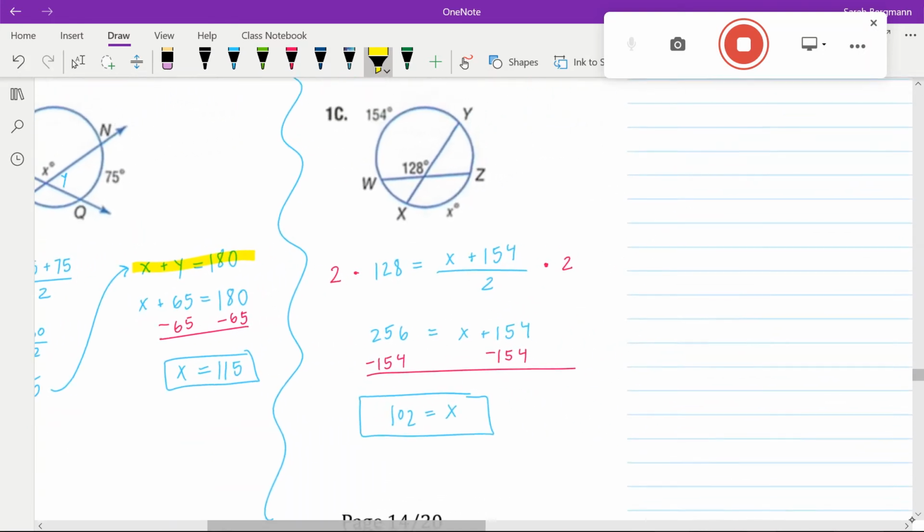Finally, for part C, we were missing the arc measure. So we had to set up an equation, 128 equals x plus 154 over 2, and solve from there. So remember, the first step, just like before, was multiply by 2 on both sides. That would cancel on the right side, and then solve just like we did before.